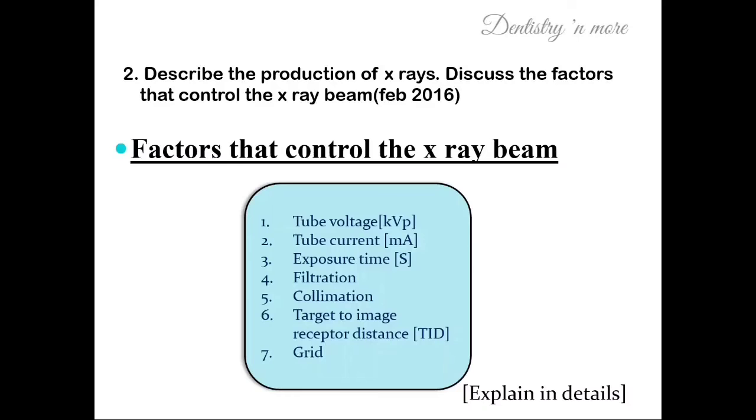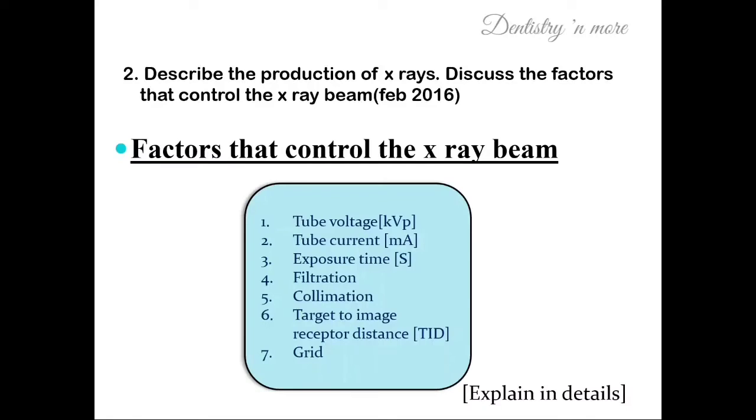So these are the factors that can control the X-ray beam. First, the exposure time, which is measured in seconds. A change in the exposure time helps to determine the duration of the exposure and also the number of photons that have been generated during this exposed time.